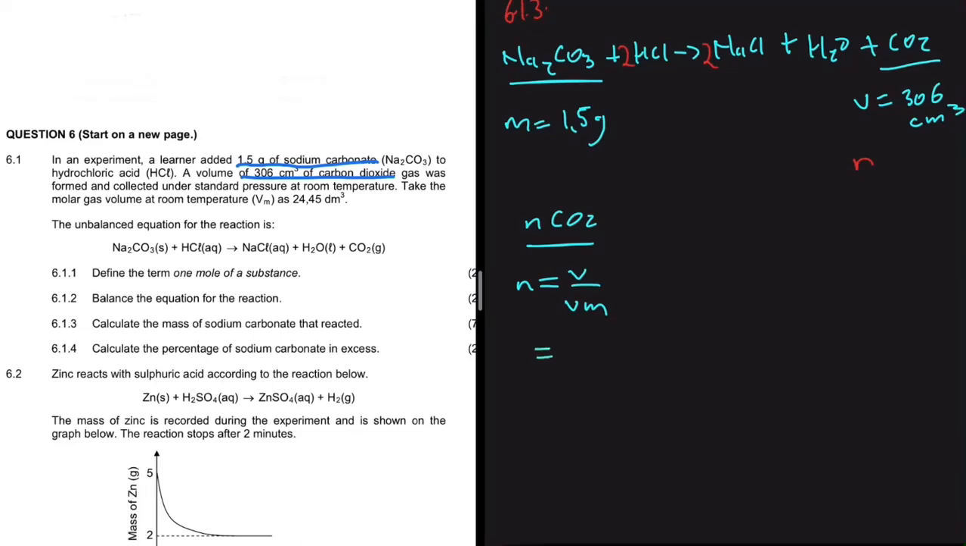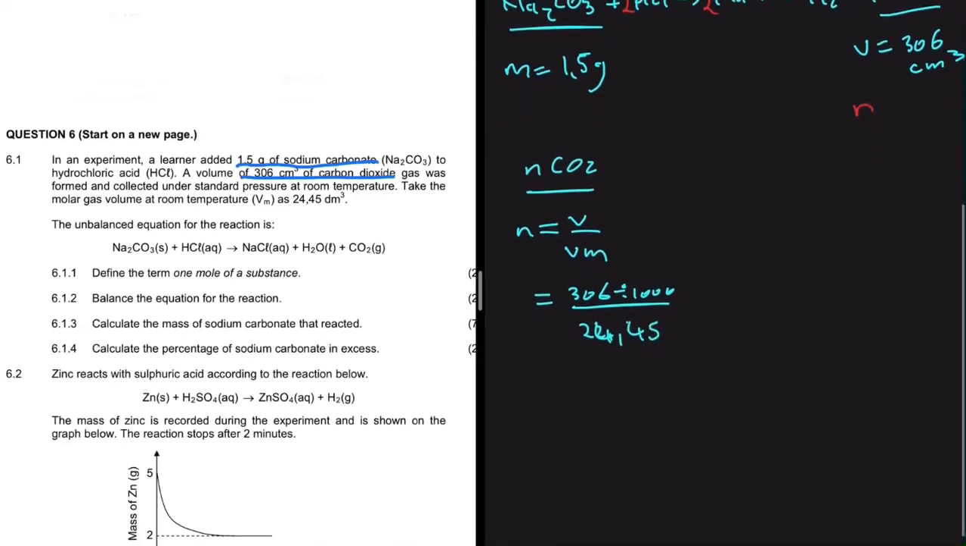So what is the volume? We know fully well that the volume is 306 centimeter cube, right? But in chemistry, we don't use centimeter cube, we use decimeter cube. So what do we do? We divide by 1,000 from centimeter to decimeter cube. So we're going to say divided by 1,000, and then we divide by molar gas volume, which is given to us as 22.45 decimeter cube. And then if you punch that in your calculator, you're going to get 0.0125 moles per decimeter cube, right?